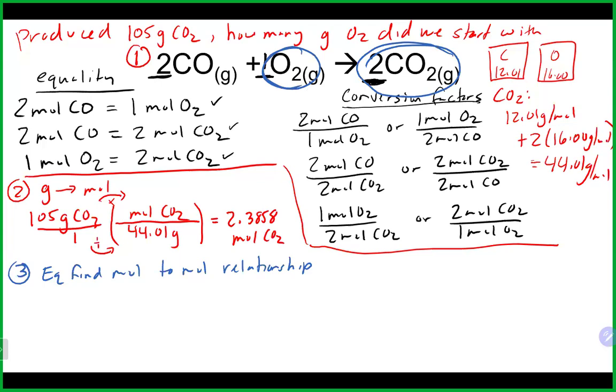So we did this earlier. The relationship between O2 and CO2 is right here. For every 1 mole of O2, that gives us 2 moles of CO2. That is the relationship, again, that we got from the equation. Nothing more than just the coefficients, the numbers in front of everybody.